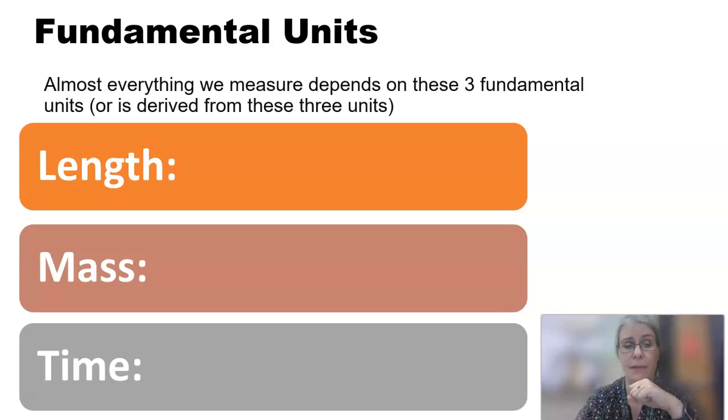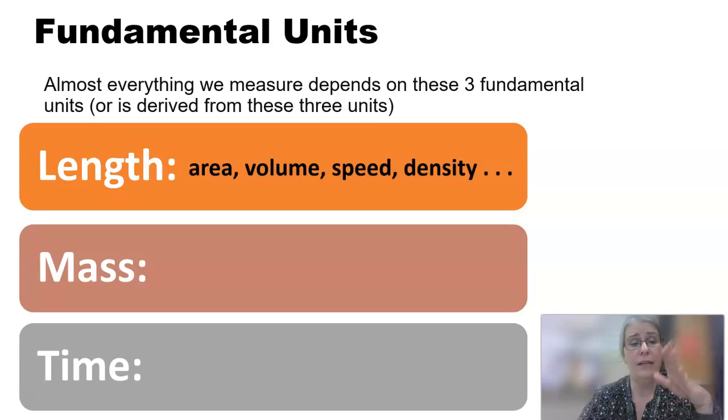I have them on a slide in a minute, but a lot of the things that we measure have to do with these 3. So if I know the length of something, if you think about it, I can find a lot of other things about that. If I know the length of 2 sides of something, I can find its area. If I know the length of all 3 sides, the length, width, height, then I can find its volume.